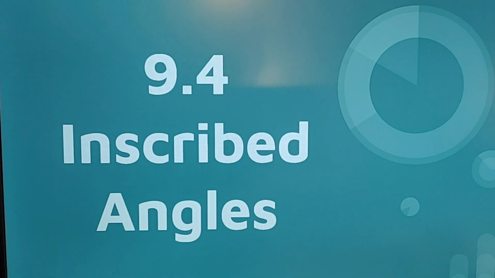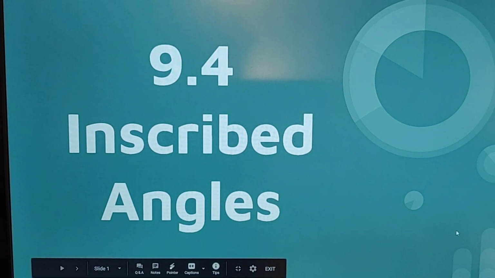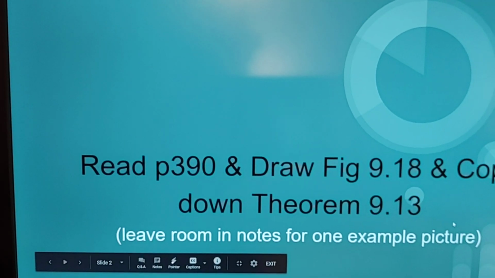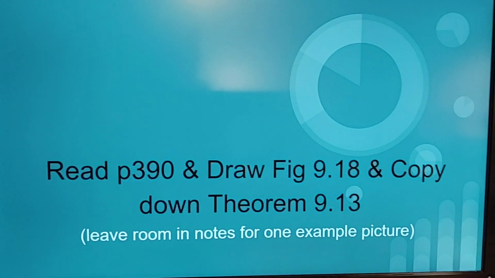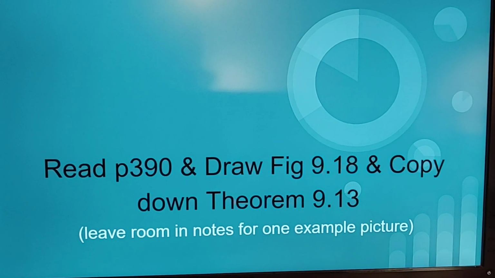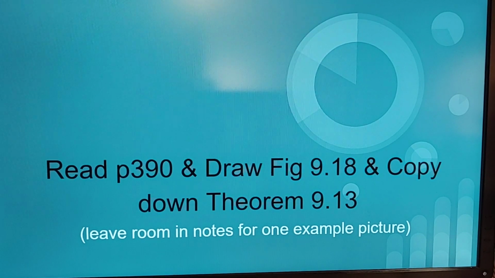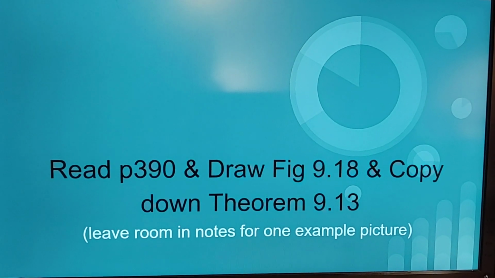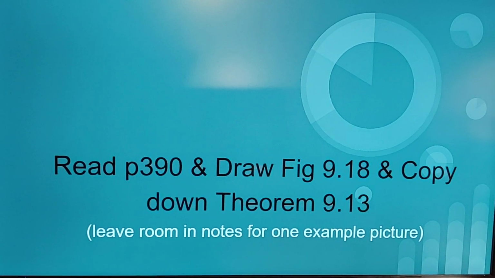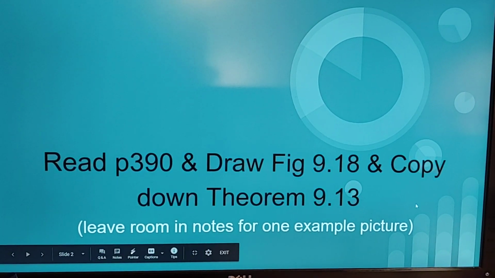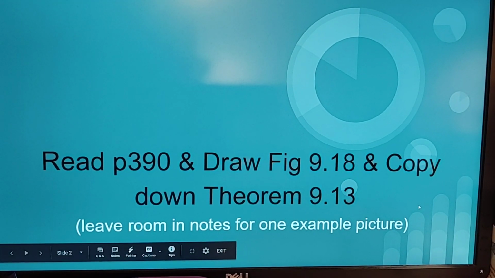All right, we are moving from central angles to inscribed angles, section 9.4. What I'd like you to do in your notes is pause this video, go ahead and read page 390. Then I'd like you to draw figure 9.18 and copy down theorem 9.13. After you have that figure drawn and the theorem copied and you read everything, leave room in your notes for just one more picture. We're going to do all the notes together once you get these book notes copied down. So pause it if you need more time.